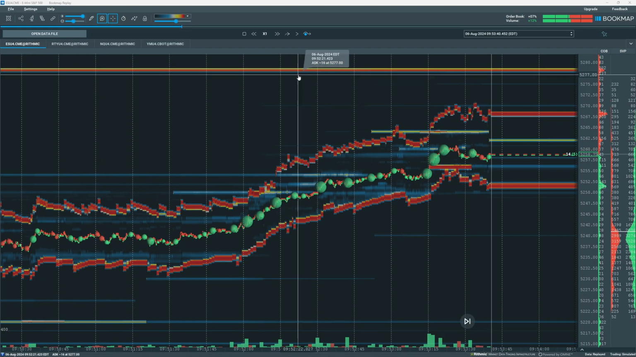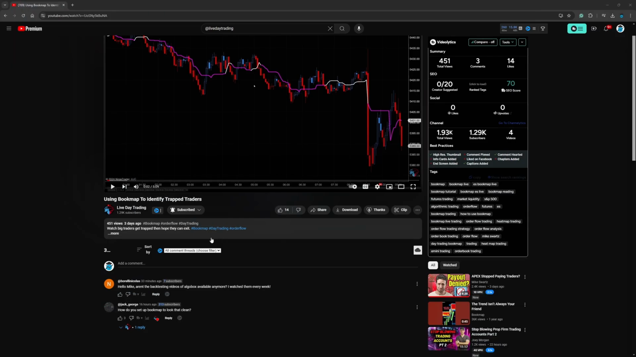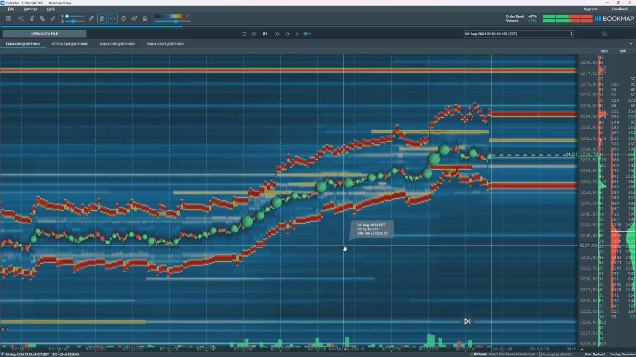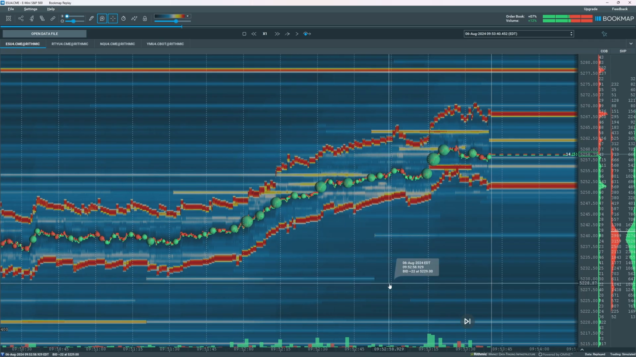In my last video, I was asked a very simple question. How do you set up Bookmap to look that clean? Well, it's very simple. When you first see Bookmap, it might look all washed out like this once you've already downloaded.